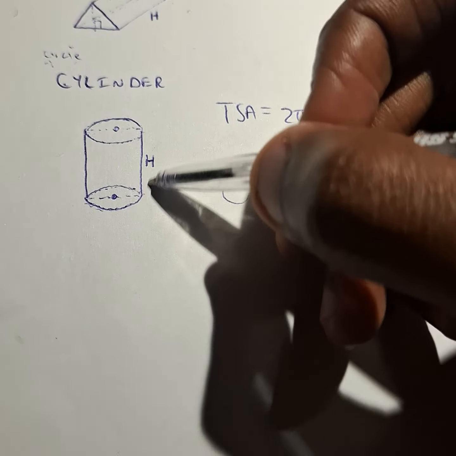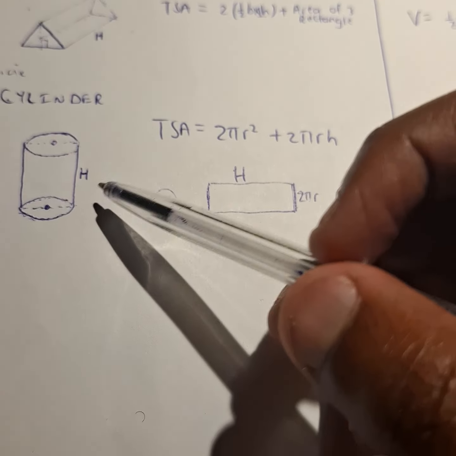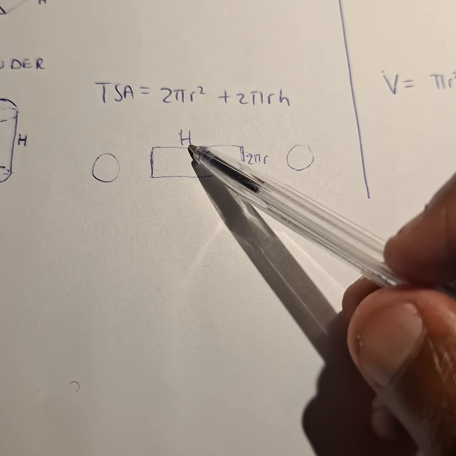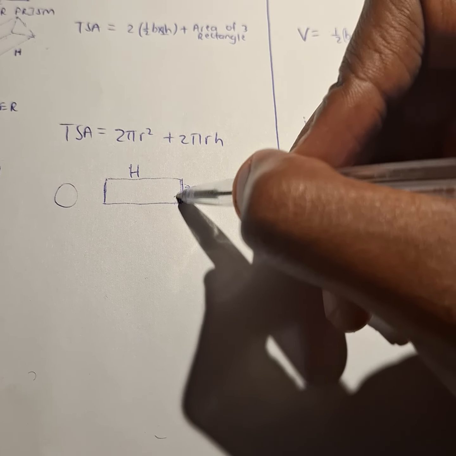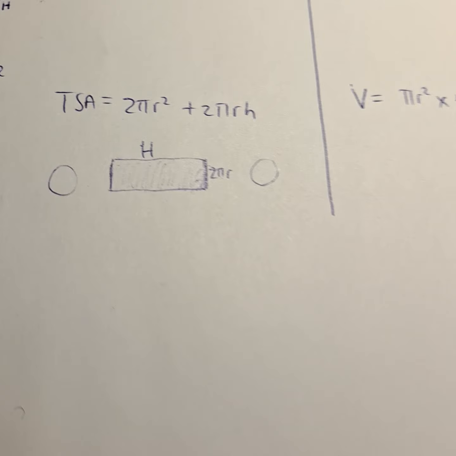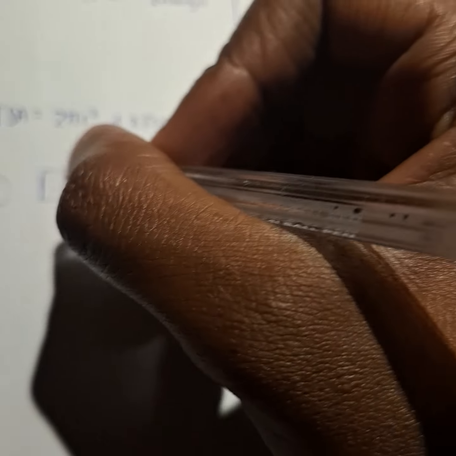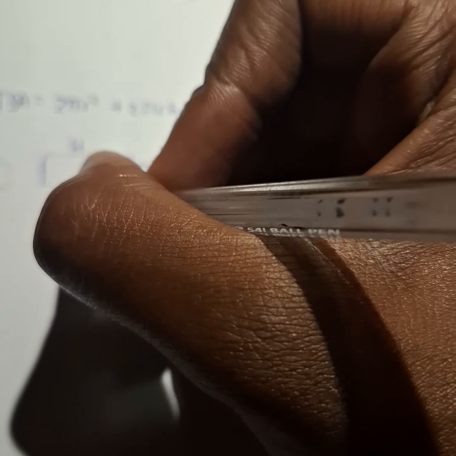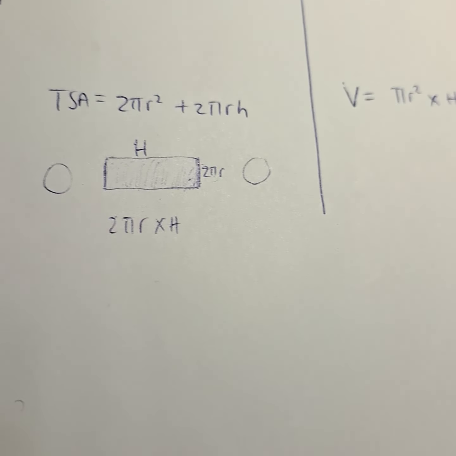And then here, this height would be the distance from the bottom of the cylinder to the top of the cylinder. That would be height. But remember, the actual surface is going to be a rectangle, so therefore you would say the length, which is height, times the breadth, which is 2 pi r, so it becomes 2 pi r times h.